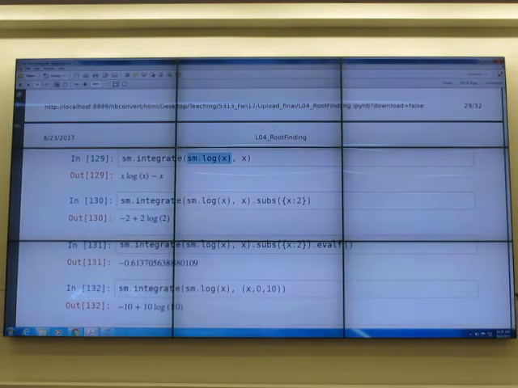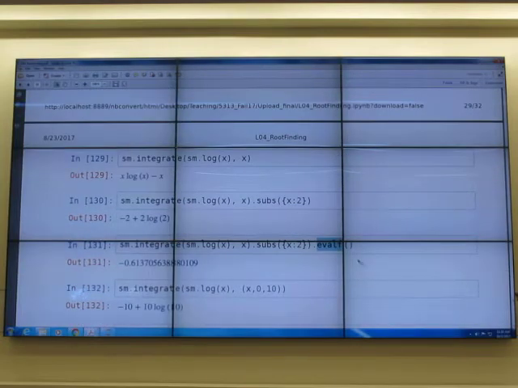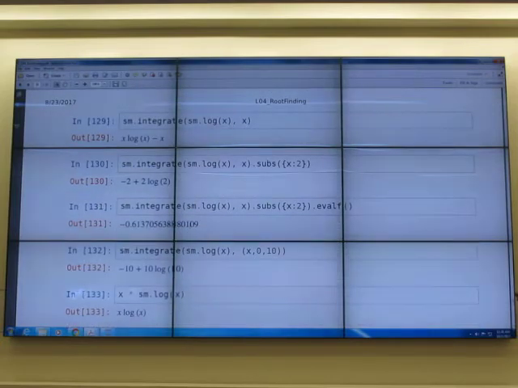sm.integrate log x dx, substitute at x equal to 2. So you do this calculation and then substitute x to be 2. If I want a number, I have .evalf, open and close parentheses. Okay. .n, okay. .evalf, open and close parentheses, I get a number. Alright? Integrate log x of x from 0 to 10.